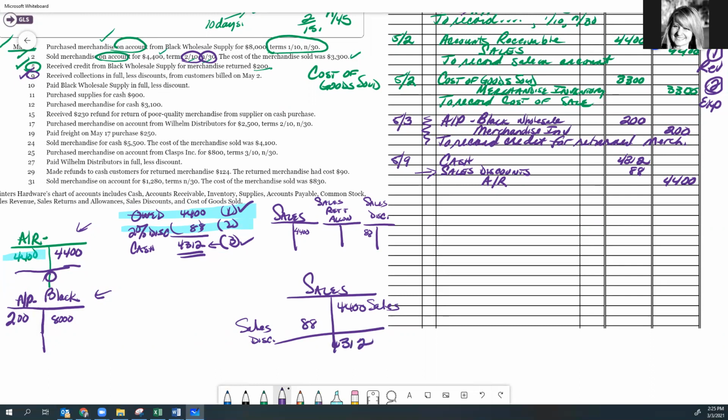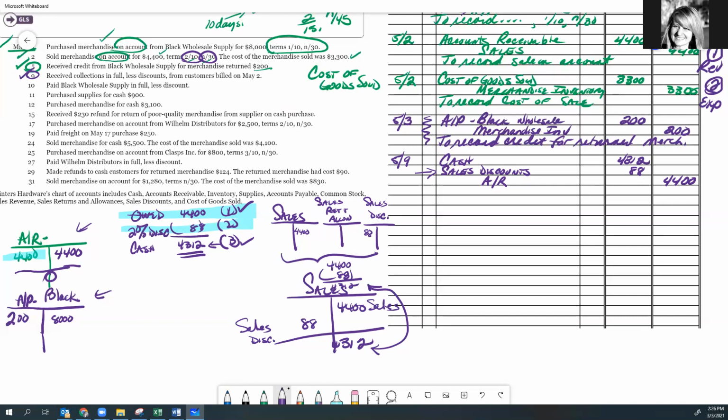Even if we use 3 accounts, we end up with the same net sales. We would have sales of 4,400 that has a credit balance, and we would have a debit balance in our sales discount. And so we would deduct it and we would have the same net sales of 4,312. So it doesn't matter whether we use one account or 3 accounts. We end up at the exact same net sales.